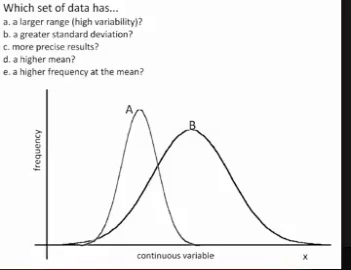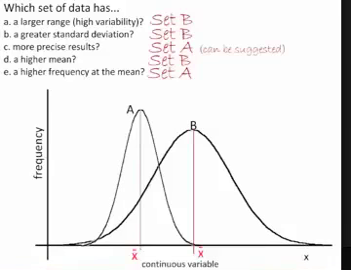Okay, you can assume that the mean is at the center of the curve. All right. Letter C, which one shows more precise results, either A or B? And letter D, which one has a higher mean, a higher average? Okay. And finally, question E, which one has a higher frequency at the mean? A or B? Okay, so here are the answers.